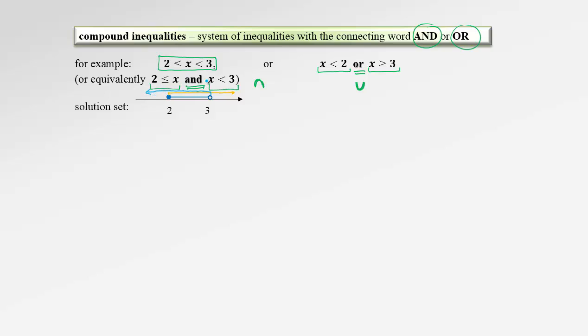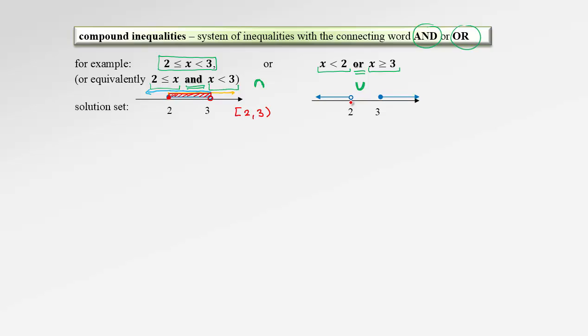Since the connecting word is and, the intersection of these two sets will be from 2 to 3, the common part, both orange and blue. Obviously with the 2, but without the 3. So in this case, if we want to write our solution set in interval notation, we would say from 2 to 3, excluding the 3.